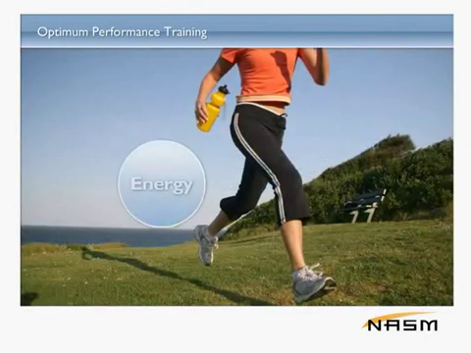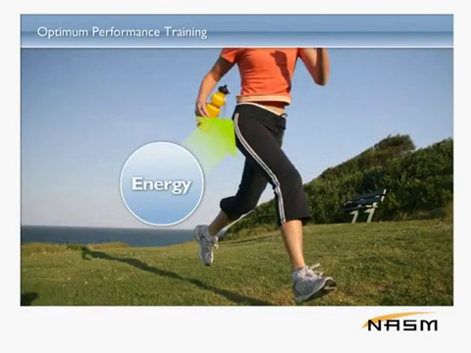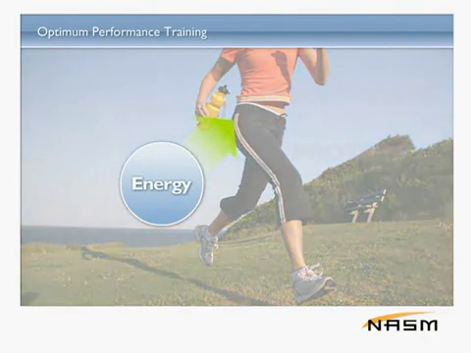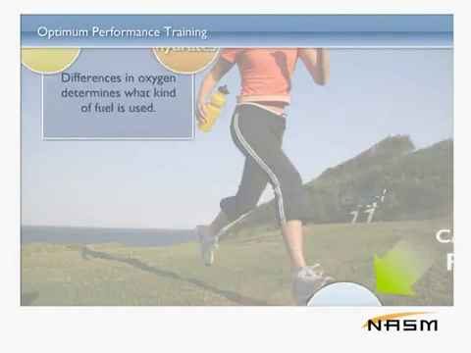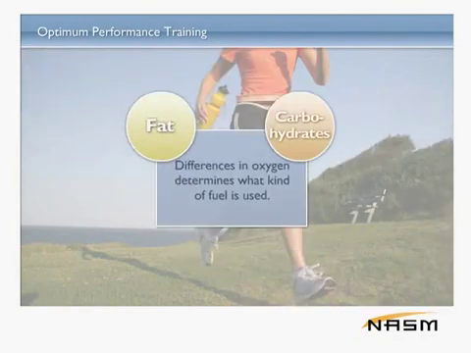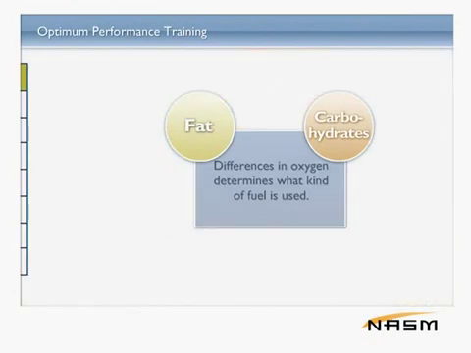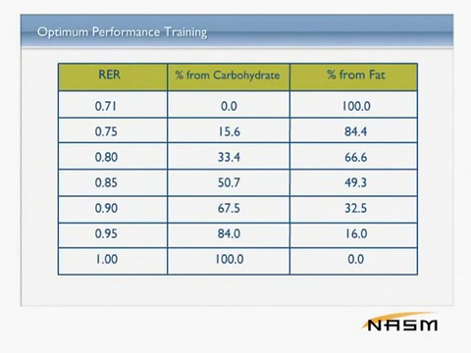To estimate the amount of energy used by the body, first, determine the type of energy sources, carbohydrate, fat, or protein, that are being burned for energy. The fact that fat and carbohydrates differ in the amount of oxygen used can help to determine what kind of fuel is being used. Here, we see a chart detailing respiratory exchange ratio and caloric expenditure.